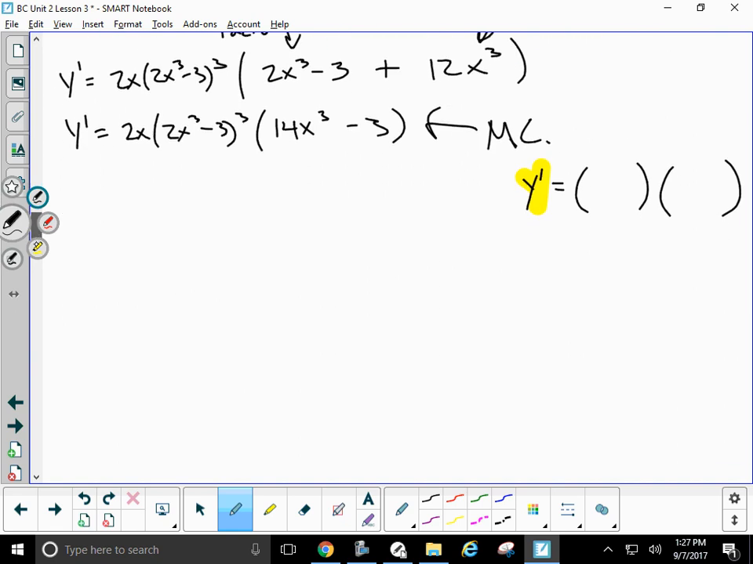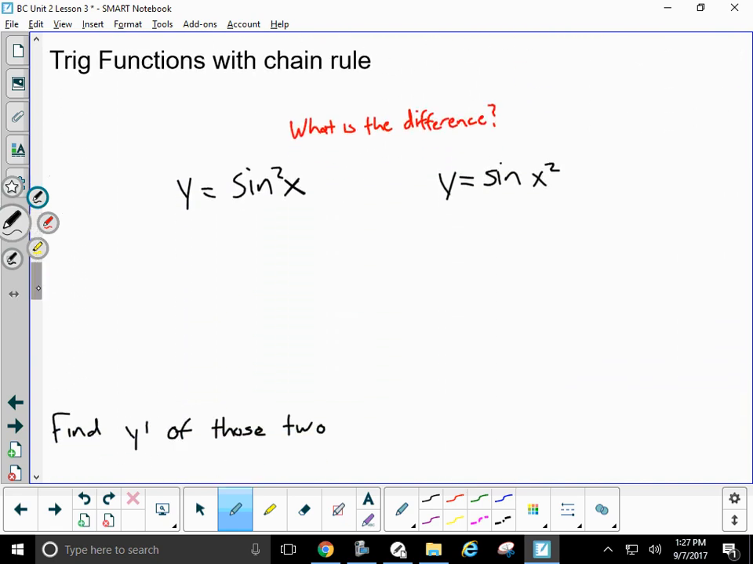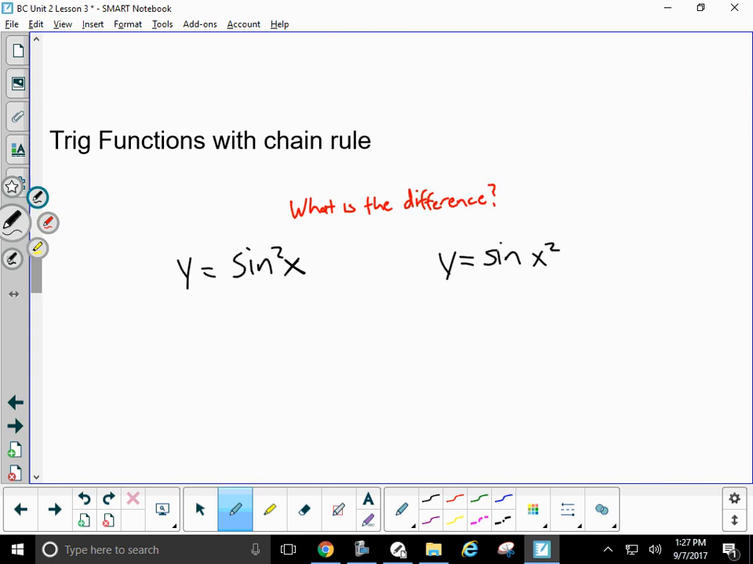All right, so that's multiple rules. Sometimes you'll have a quotient rule as well. That's when it gets nasty and doesn't look good. Just be careful and use your rules the correct way. Now, we will typically see the chain rule involved with trig functions and compositions of trig functions.